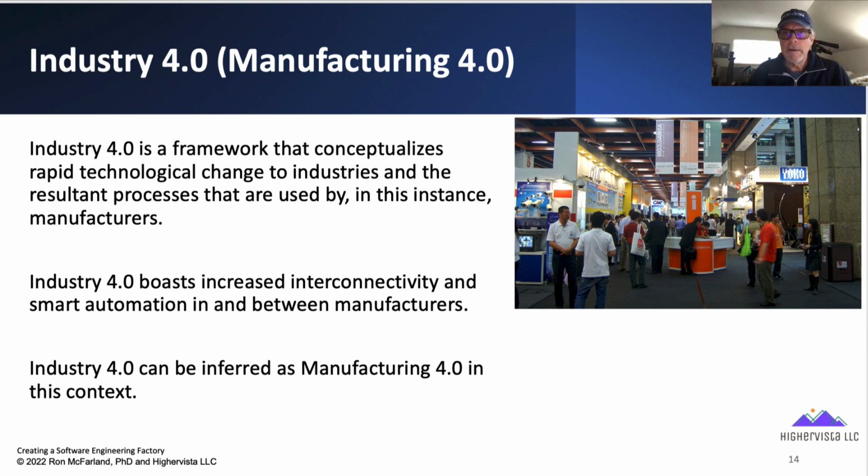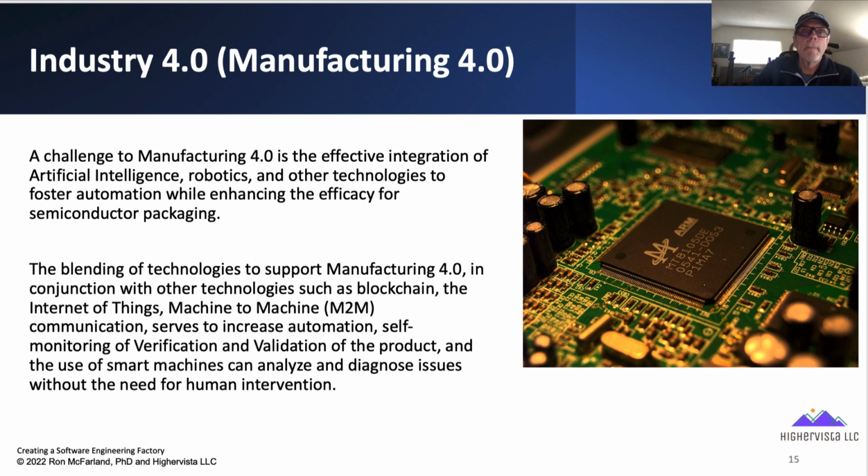How do we look at the whole environment that Tesla is, to provide them with a really solid product if we were a semiconductor manufacturer? Again, could be applied to many other manufacturing. I note down here, Industry 4.0 can be inferred as Manufacturing 4.0 in this context. So the challenge to Manufacturing 4.0, I switched it, is the effective integration of AI, artificial intelligence, robotics, and other technologies to foster automation while enhancing the efficacy for semiconductor packaging.